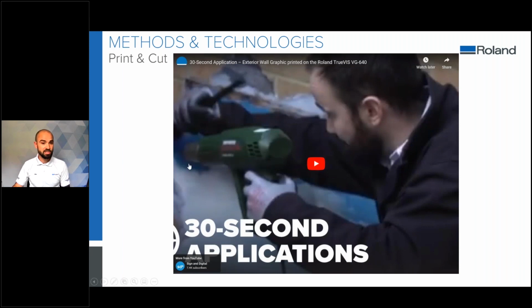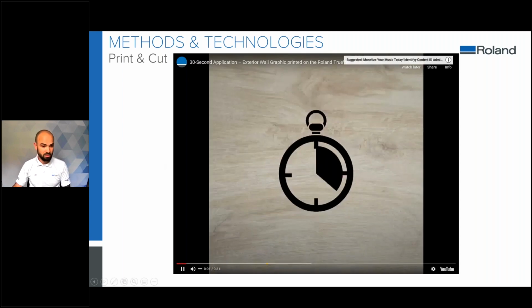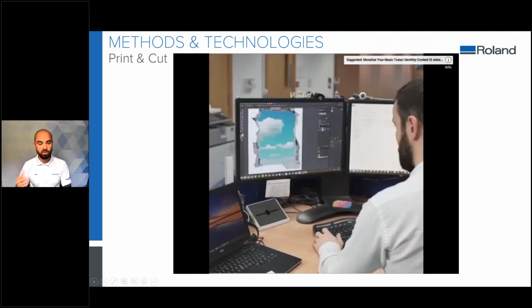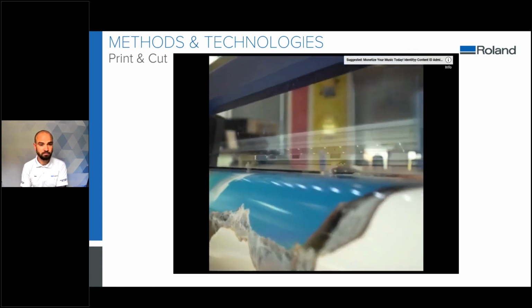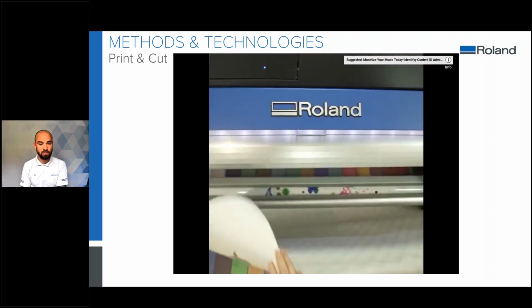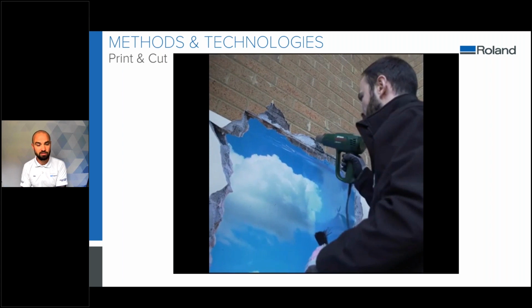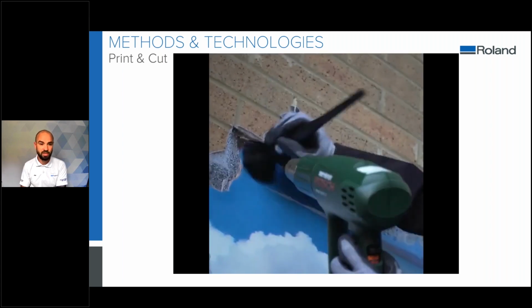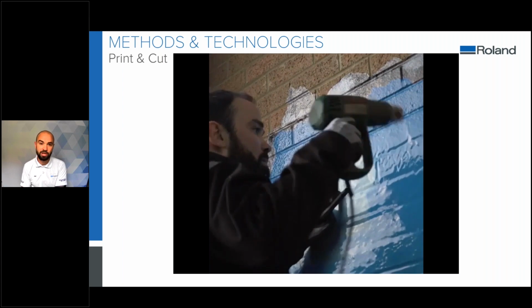This is another example. This is actually the same graphic, but this was applied onto an outdoor wall. So as you can see, same process, weeding away the background, but this time using a heat gun and a stiff brush to get into the brick on an outdoor wall.